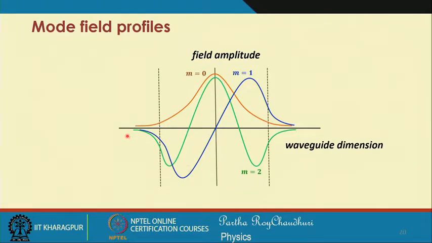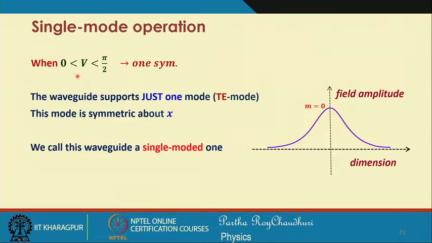Okay, so these are the mode field distributions. You can see for m equal to 0, you have this symmetric mode which is called the fundamental mode. For m equal to 1, you have the antisymmetric mode, and for m equal to 2, you have again the symmetric mode. So, these are the modes which will be supported in the structure. When v is greater than 0 but less than pi by 2, you have one symmetric mode.